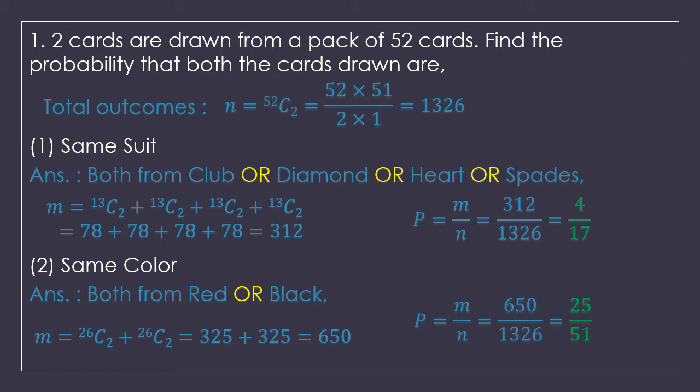When there is nothing common, that means when these events are mutually exclusive, you can just add them up to find the union. So club, diamond, heart, spades are mutually exclusive events. They don't have anything in common, so we can just add them up to find the value. Similarly, red or black are again mutually exclusive events, so we can just add them up to find the favorable outcomes. Moving on to the second question.